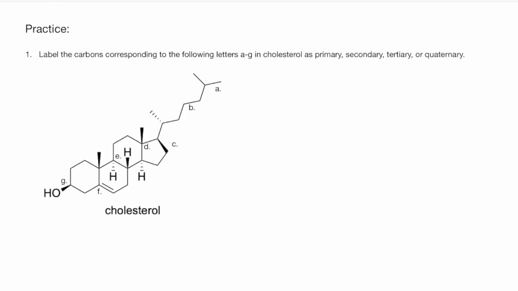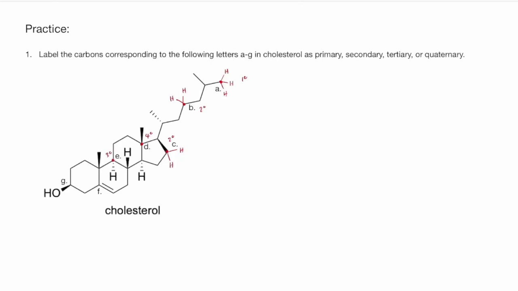Carbon A is bonded to one other carbon and 3 hydrogens, so it's a primary carbon. Carbon B is bonded to 2 other carbons and 2 hydrogens, so it's a secondary carbon. Carbon C is similar to carbon B. It is bonded to 2 other carbons and 2 hydrogens, so it's a secondary carbon as well. Carbon D is bonded to only other carbons, so it is a quaternary carbon. Carbon E is bonded to 3 other carbons and 1 hydrogen, so it is a tertiary carbon.